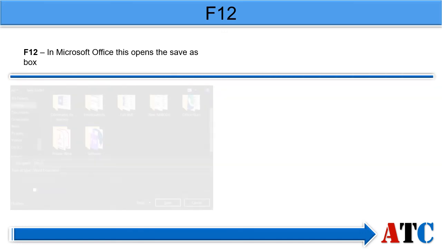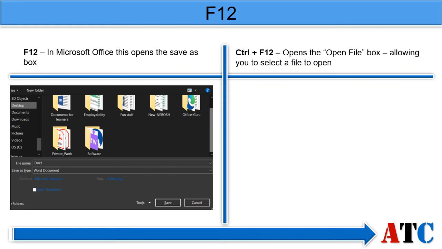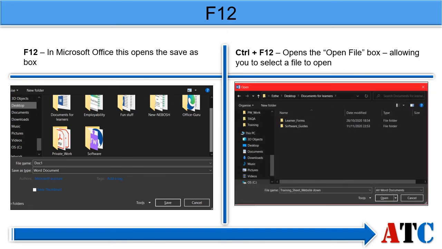Pressing F12 while in a Microsoft Office program will open the Save As box. Pressing Ctrl plus F12 while in a Microsoft program will open the Open File box. This allows you to select a file to open.